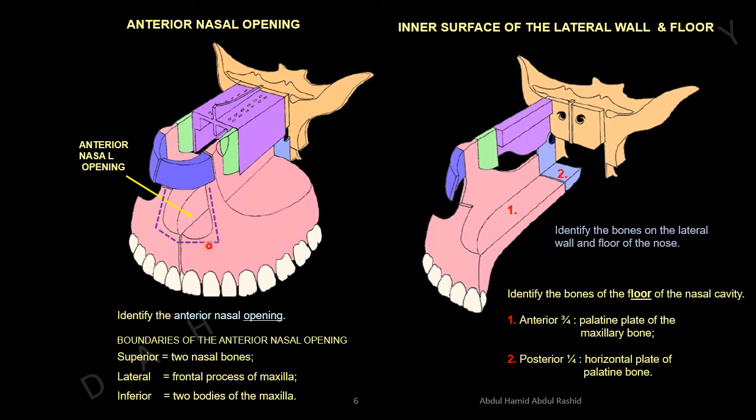process of the maxilla, below body of two maxillary bones. Okay, then next one, we are showing the inner surface of the nasal cavity, that is inner surface of the lateral wall and upper surface of the floor of the nasal cavity. You know these bones from anterior to posterior: nasal bone, frontal process of the maxilla, lacrimal bone, ethmoid bone, perpendicular plate of the palatine bone and medial pterygoid plate.